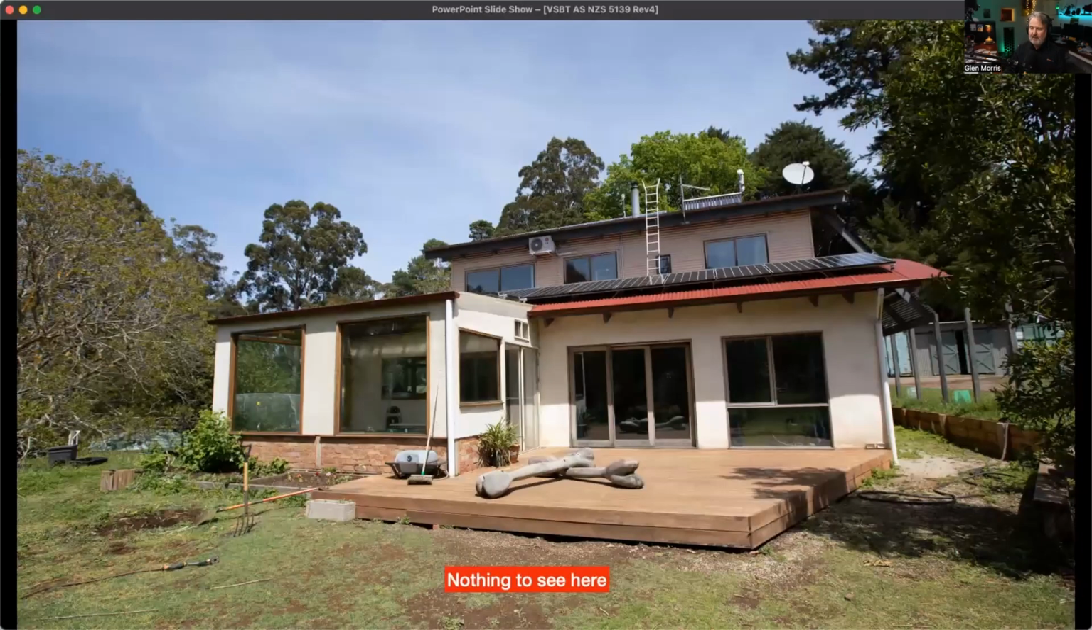So there you go. North, nothing to see here, all glazing. So it turns out it's quite hard.